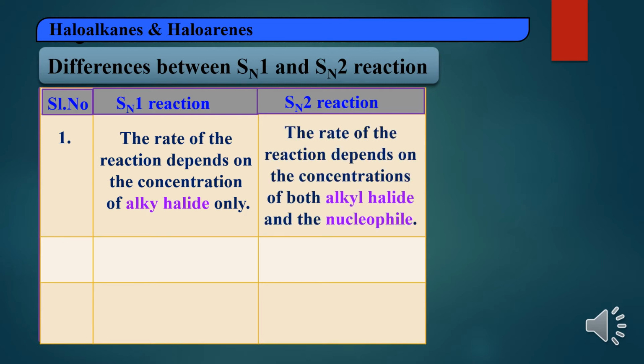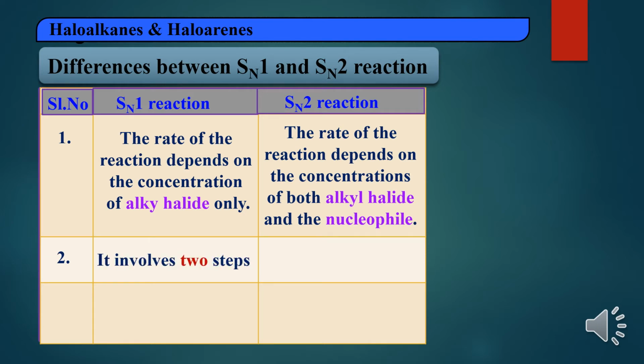But SN2 is only a one-step reaction, which is the rate determining step. There the nucleophile is also there, and the alkyl halide also is there. That's why the rate of the reaction depends upon the concentration of both the alkyl halide as well as the nucleophile.